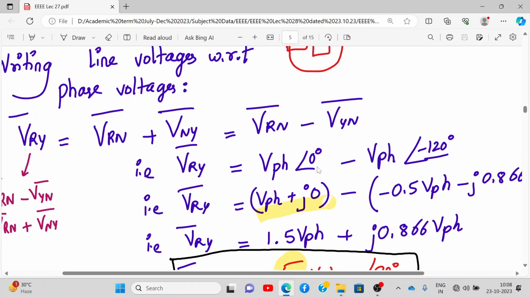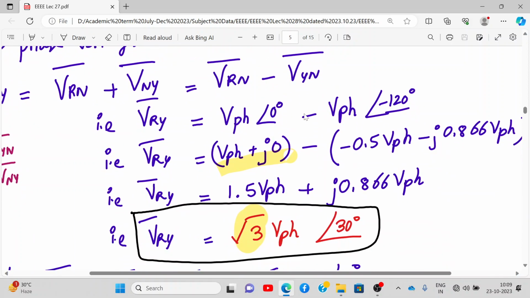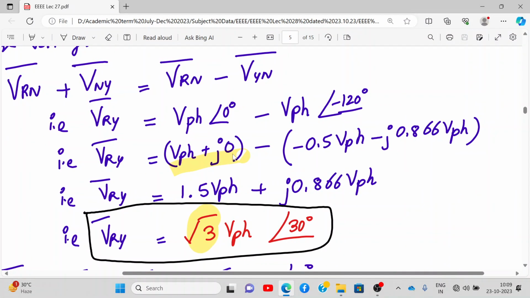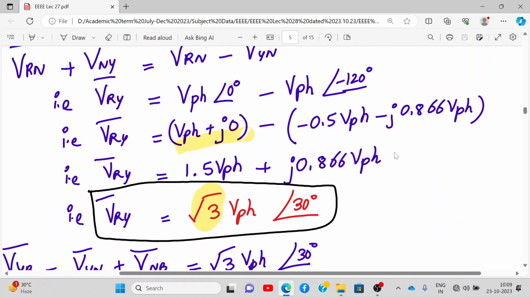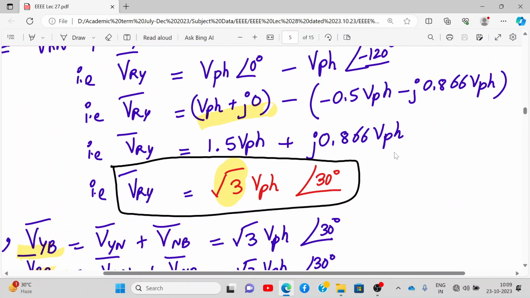VRN is V phase angle 0. VYN is V phase angle minus 120 degrees. This is in polar form. We cannot subtract in polar form, so convert into rectangular form. So we get V phase plus j0. And here, if you convert it into rectangular form, you will get minus 0.5 V phase minus j0.866 V phase. If you club them together, you will get VRY as 1.5 V phase plus j0.866 V phase. If you convert this rectangular into polar, you will get root 3 times V phase angle 30 degrees.